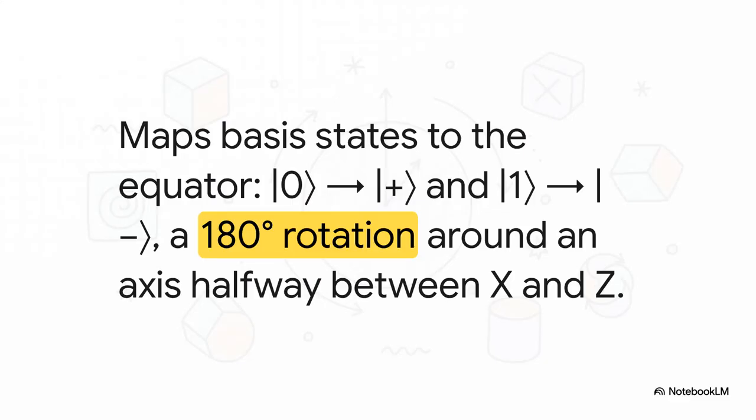You can think of the Hadamard gate as the great equalizer. It takes the pure, certain states of 0 and 1 at the poles and performs this 180-degree rotation around a weird diagonal axis, halfway between X and Z.